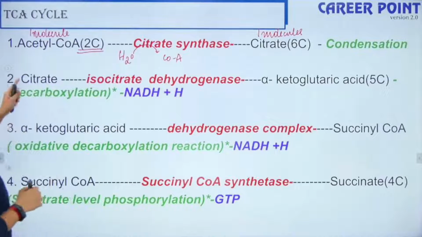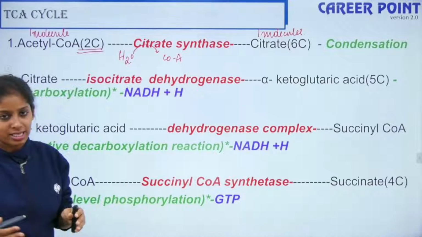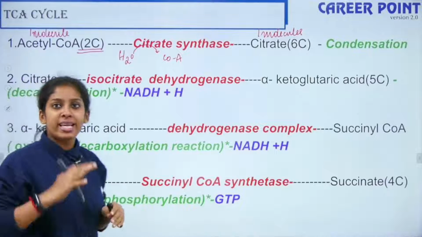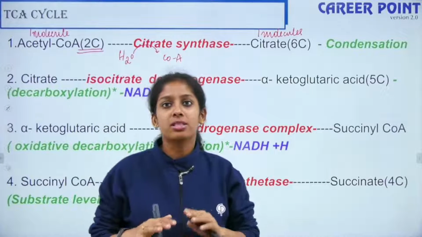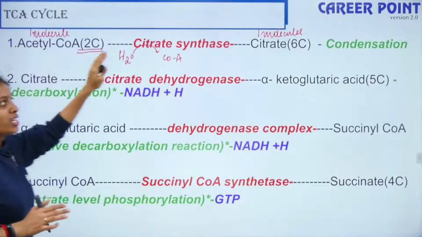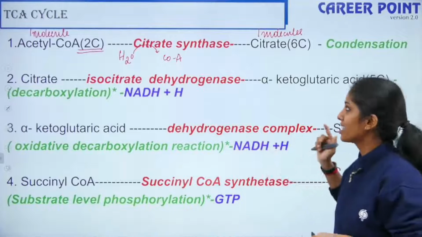Okay, so this is what happens, the first step. This happens in the presence of the enzyme citrate synthase. So your acetyl-CoA from the link reaction. So where does Krebs cycle happen? Krebs cycle happens in the mitochondrial matrix. All right, so acetyl-CoA gets converted into citrate by the process of condensation, which is catalyzed by your citrate synthase.